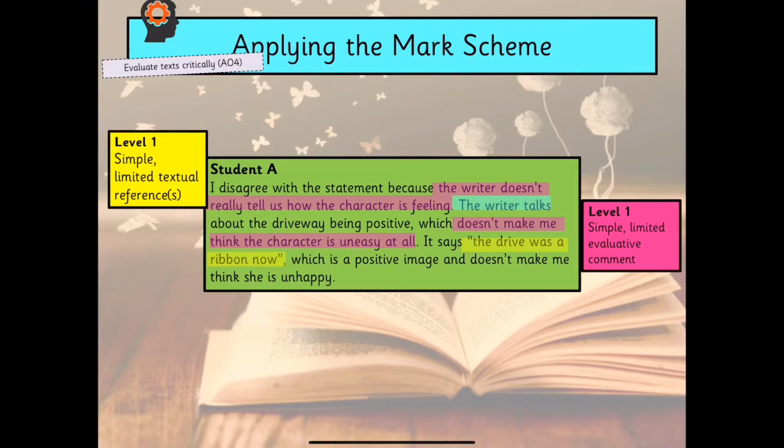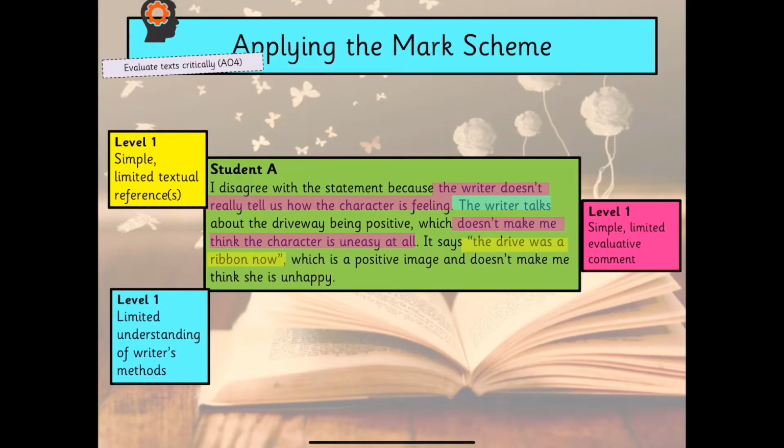So it does demonstrate the student's understanding that the writer has made a deliberate linguistic choice, but it's limited. It doesn't show understanding of the methods the writer has used, simply because it's using the word "talked" rather than "describes". And also, it's not linked to the specific evidence that it uses later on in the answer, and it's not linked particularly to effect either.